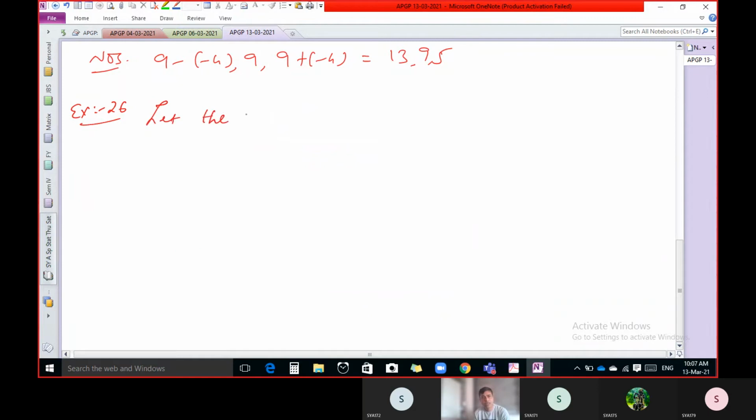Let the numbers be, instead of a minus d, a and a plus d, which are three numbers, here you have to take a minus 3d, a minus d, a plus d, and a plus 3d. Please learn these four numbers. Whenever there is an AP and a question of four numbers, you have to assume these four numbers. Here the difference is not d but 2d.